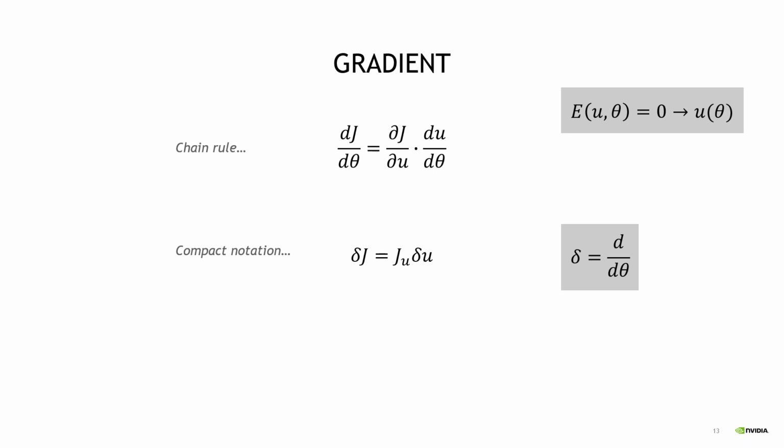And to make the derivations more compact in what follows, we'll use this curly delta notation, which stands for the differential of a function with respect to the control. So we use that both for the cost and for the state. So that allows us to write the equation at the top more compactly than the one at the bottom. And in what follows, we will show two techniques to compute this gradient.